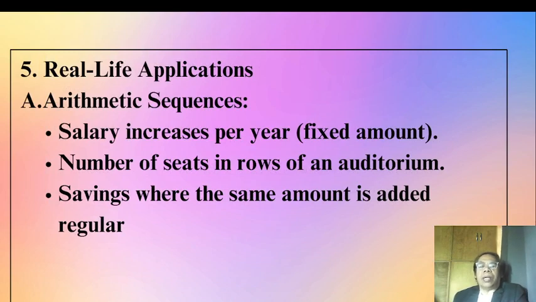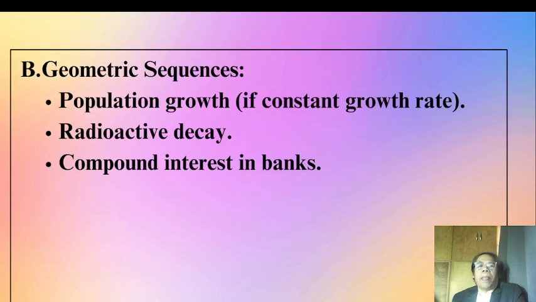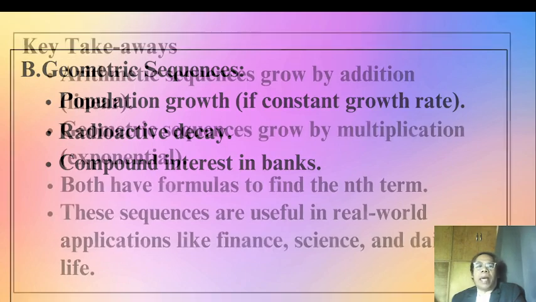Real-life applications. Arithmetic sequences: salary increase per year by a fixed amount, number of seats in rows of an auditorium, savings where the same amount is added regularly. Letter B, geometric sequences: population growth, if constant growth rate. Then we have radioactive decay, and then we have compound interest in banks.